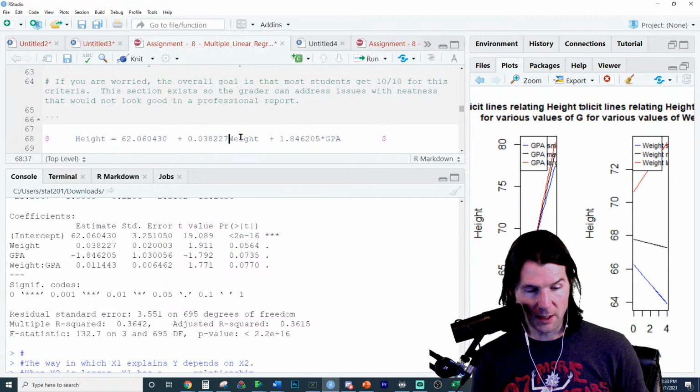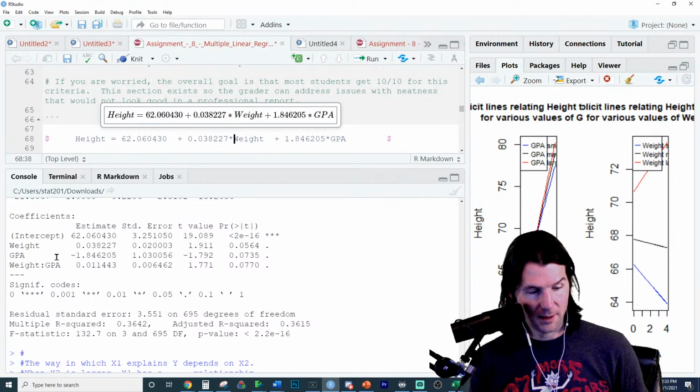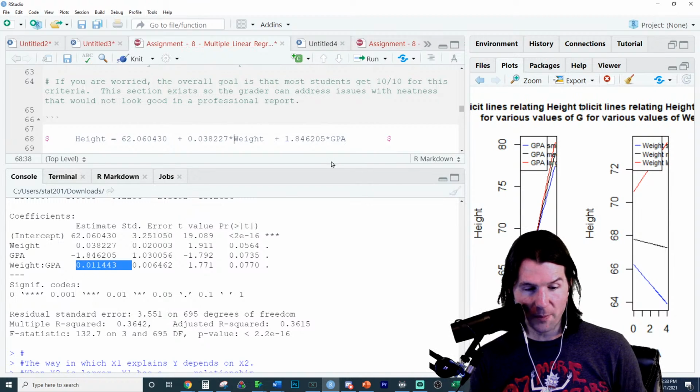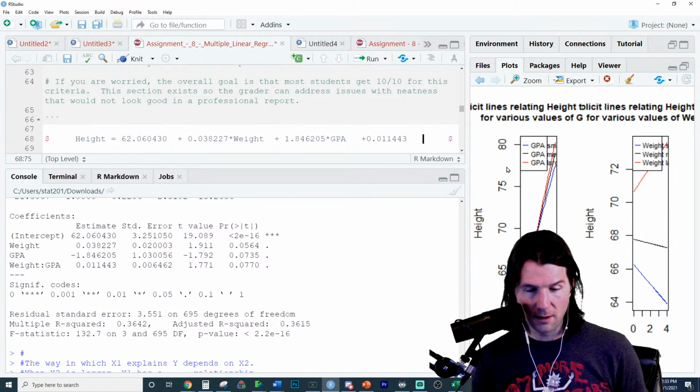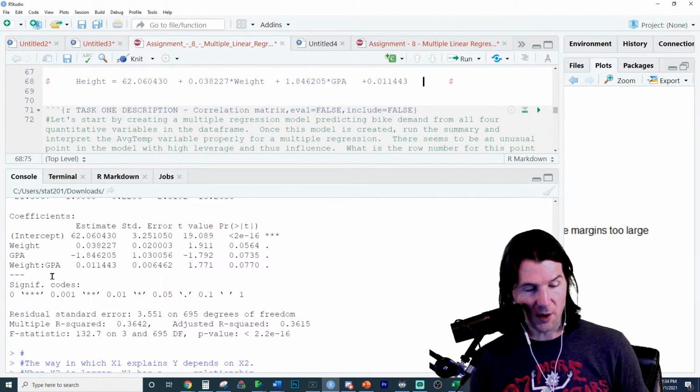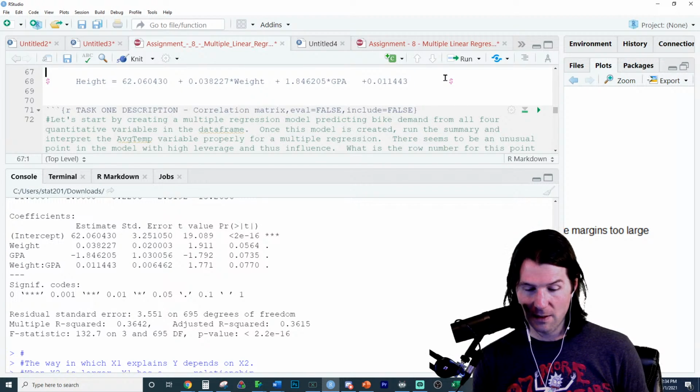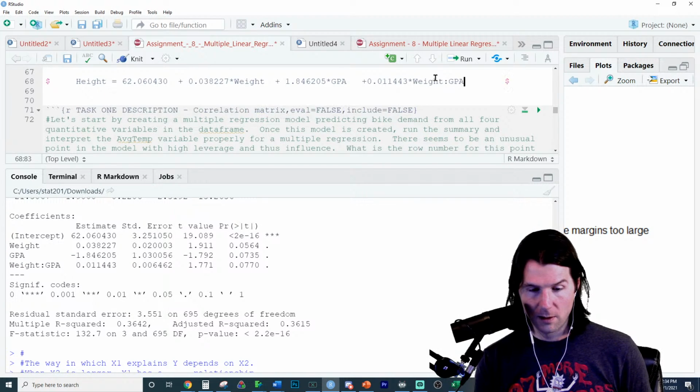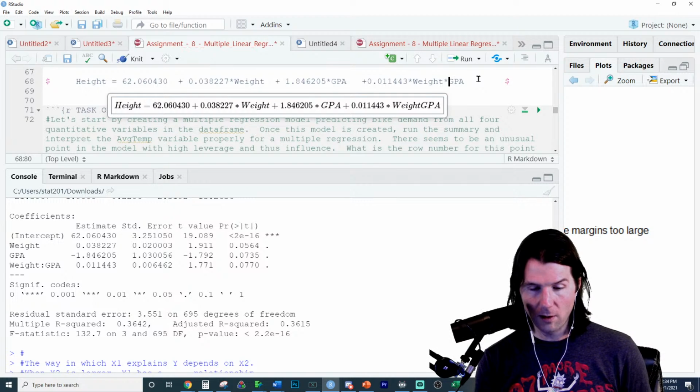Because it's B1x1, B2x2. Statisticians are always jumping into our channel being like, hey, I'm a statistician. You got to do this properly, or you got to put your coefficients first. And I say, it's math. Math doesn't care which order we do it in. So there we go. Let's take a look.